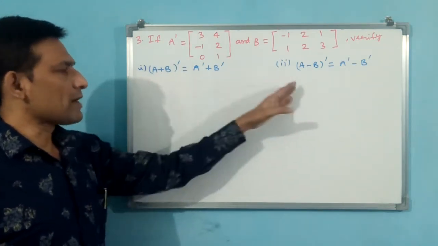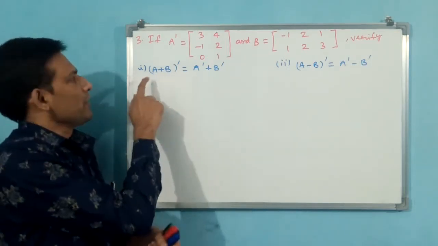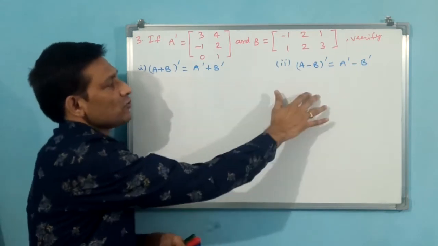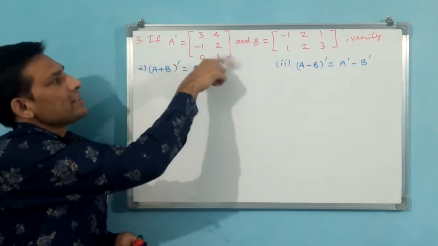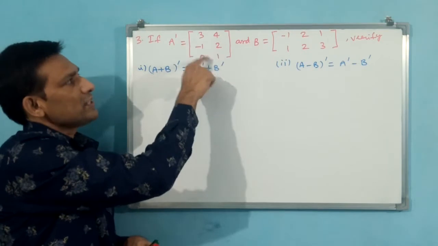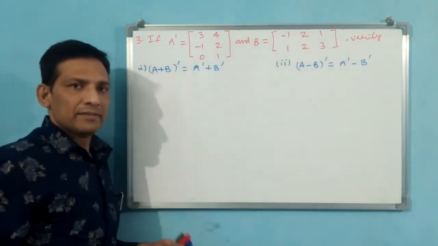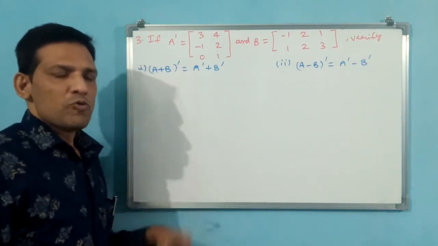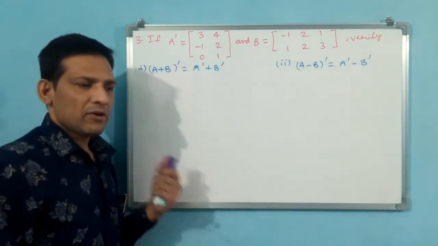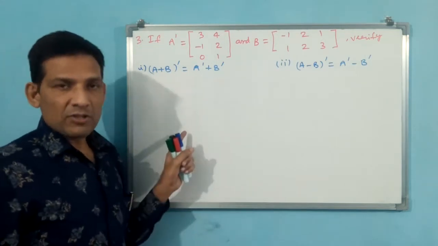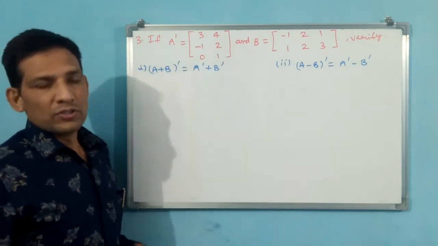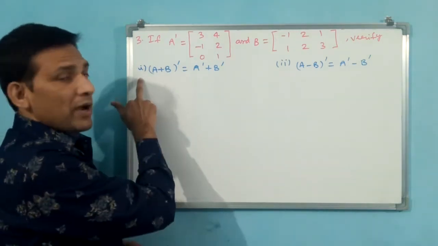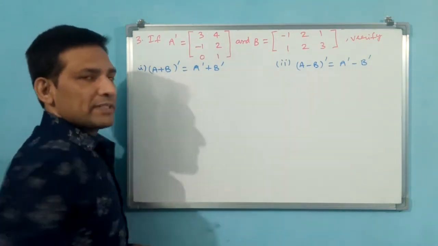Why? Because two parts they have given to verify. A plus B whole transpose is equal to A transpose plus B transpose, like the last question only. But here they have given A transpose, and these are not 3 by 3. This is 3 by 2, this is 2 by 3. Then we can get accustomed with all these concepts. 2 by 2 in the concepts I have done, 3 by 3 in the last question we have done, and here 3 by 2 or 2 by 3 we are doing. Okay, let us do it. But before that, first part we will do, then we will go for the second part.